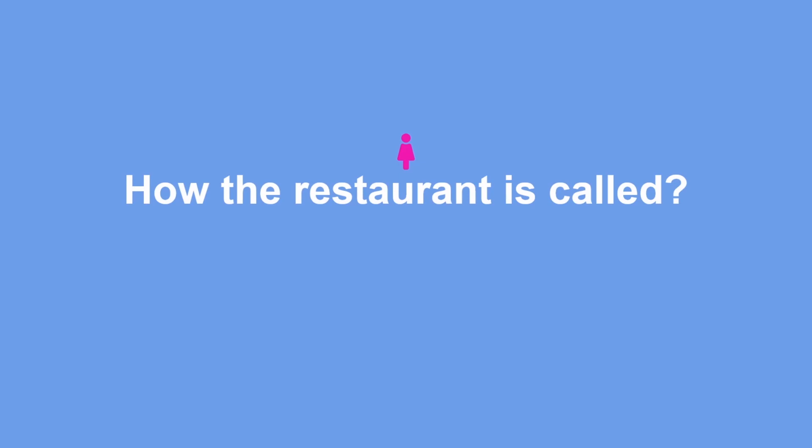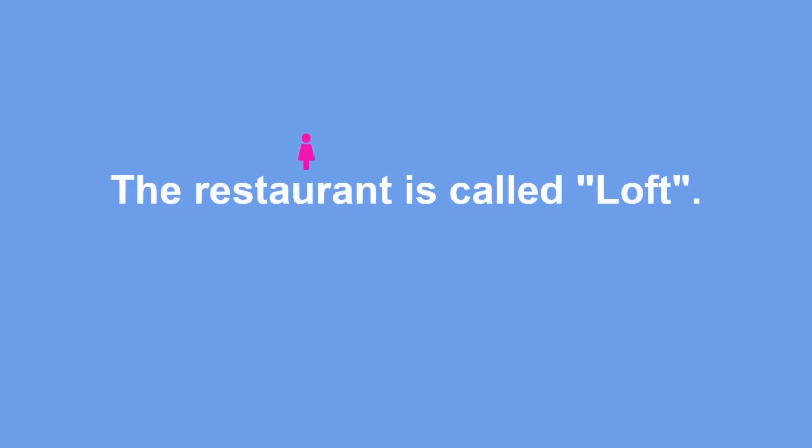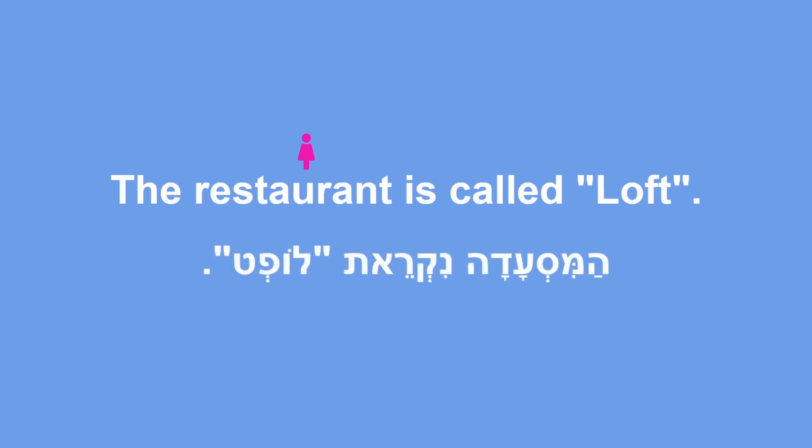How the restaurant is called. So notice that now we placed a feminine singular icon above the noun restaurant, which means we're talking about a feminine noun. Therefore, the conjugation will change. איך המסעדה נקראת. The restaurant is called Loft. המסעדה נקראת Loft.